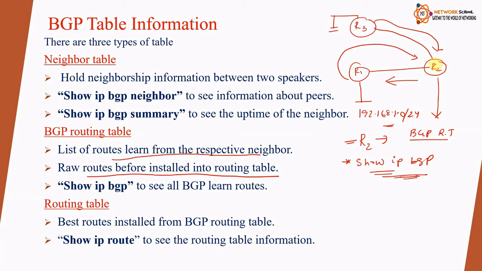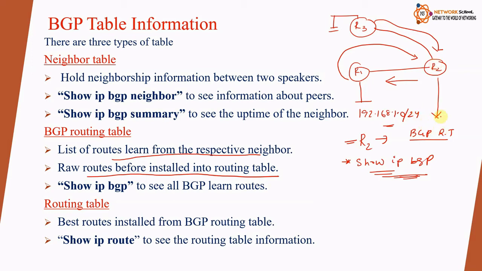Raw routes means these are the routes which have not been processed yet. These are the routes that he has learned from his neighbor before he decides whether this is a best route to install in the routing table. As we know, only the best route will be installed into the routing table, and the router will make a forwarding decision based on the routing table only.